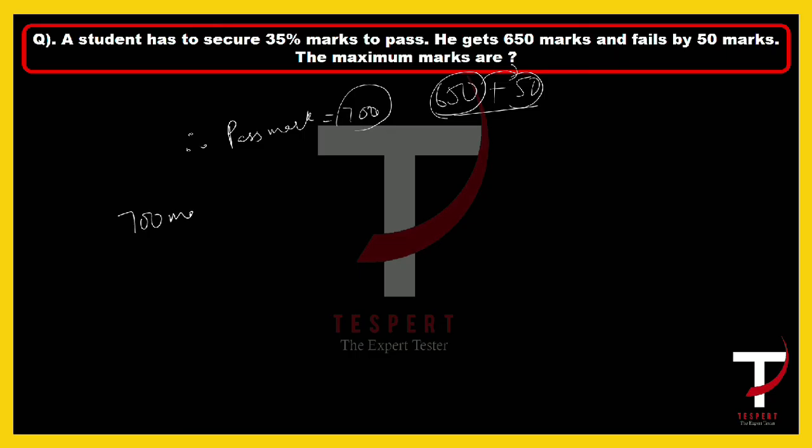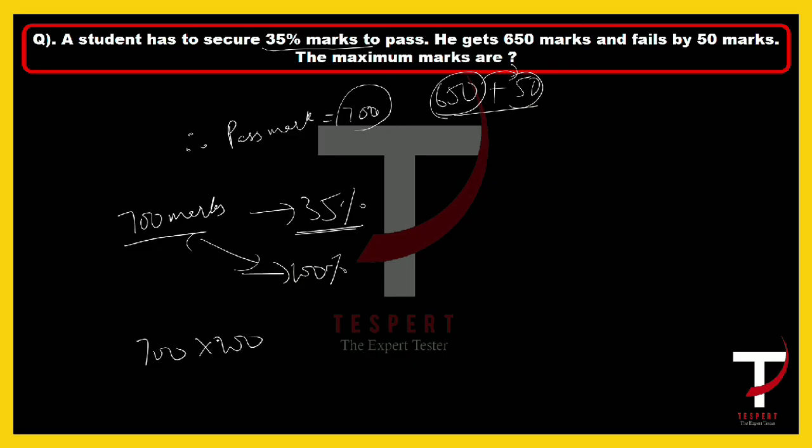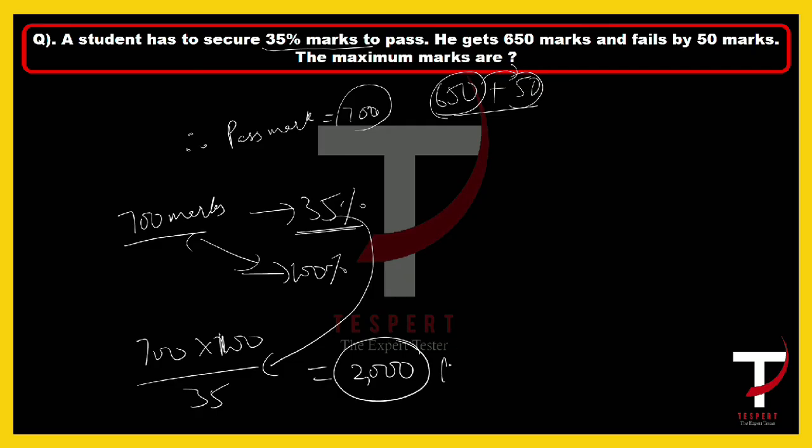The 700 marks are the pass marks, but 35% is the pass percentage. So 35% is equal to 700 marks. Then what is 100%? 100% means total marks. So just cross multiply 700 into 100 and divide this value by 35, which is equal to 2000. So 2000 are the maximum marks, that means total marks. Out of this 2000, 700 is the pass mark, but he got only 650. That's why he failed by 50 marks.